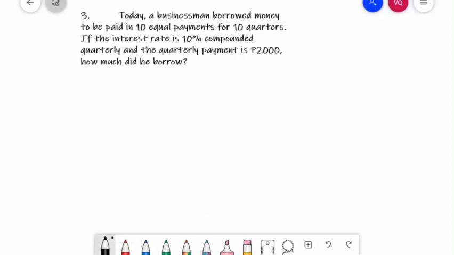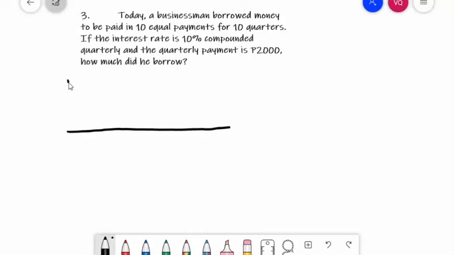Number 3. Example number 3. Today, a businessman borrowed money to be paid in 10 equal payments for 10 quarters. If the interest rate is 10% compounded quarterly, and the quarterly payment is 2,000 pesos, how much did he borrow? So, present. Cash flow diagram.